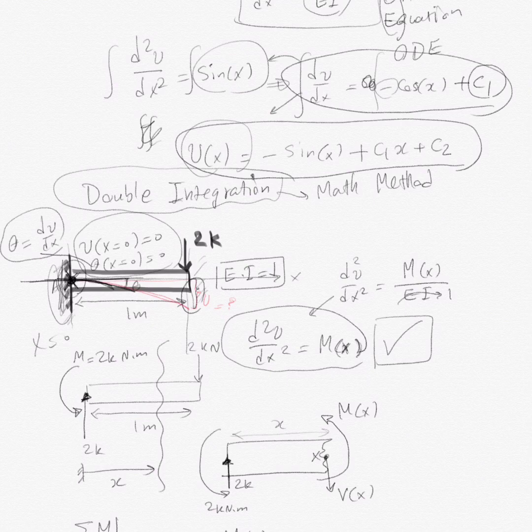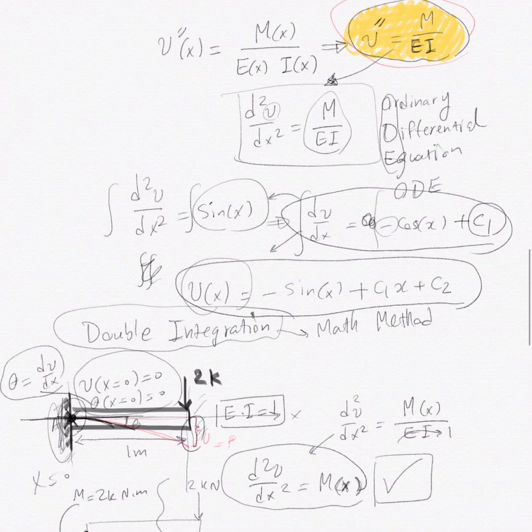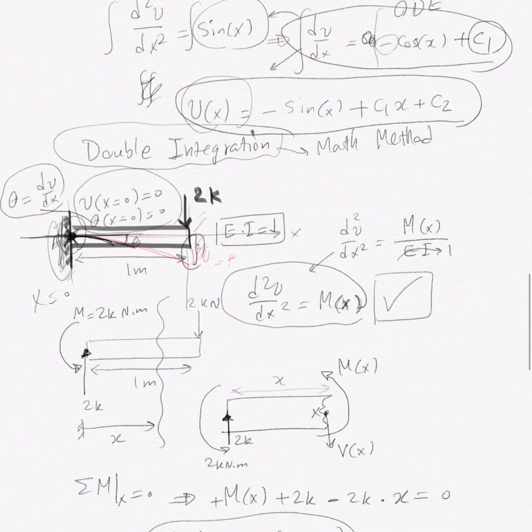That means you simply use this equation: the second derivative of the deflection is equal to moment divided by EI, and double integrate this equation, apply boundary conditions to find the solution. Here in this simple problem, the boundary conditions were that the deflection is 0 in the wall, and also the slope theta is 0 at the wall. We apply these boundary conditions to find the deflection from x equals 0 to 1.